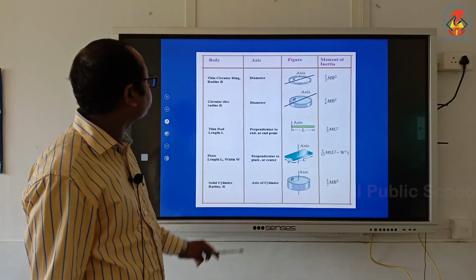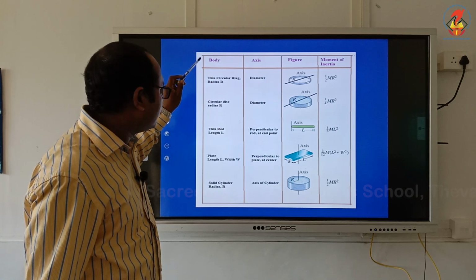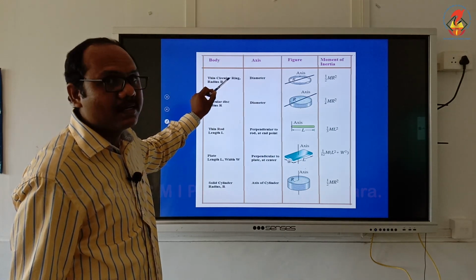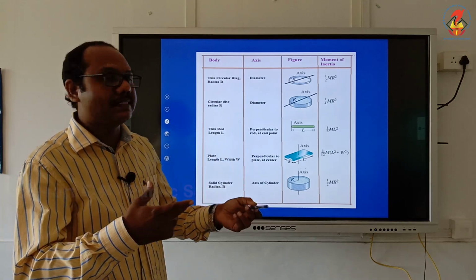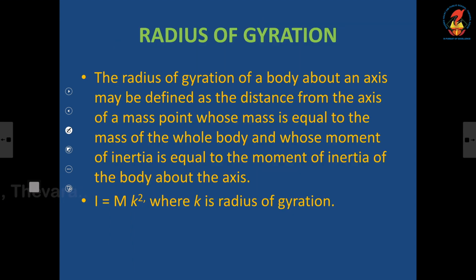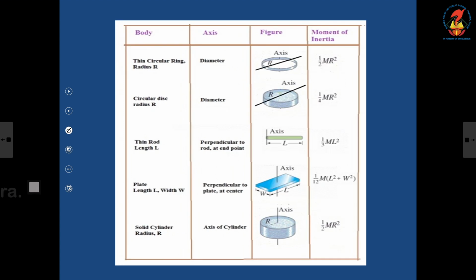Now think, a thin circular ring. Now I am changing the axis. In the previous case, circular ring, the axis is perpendicular to the ring and the answer is mr square. Now I am taking a thin circular ring, but the axis is changing. The axis is like this, passing through the diameter. Then the moment of inertia value will be half mr square.